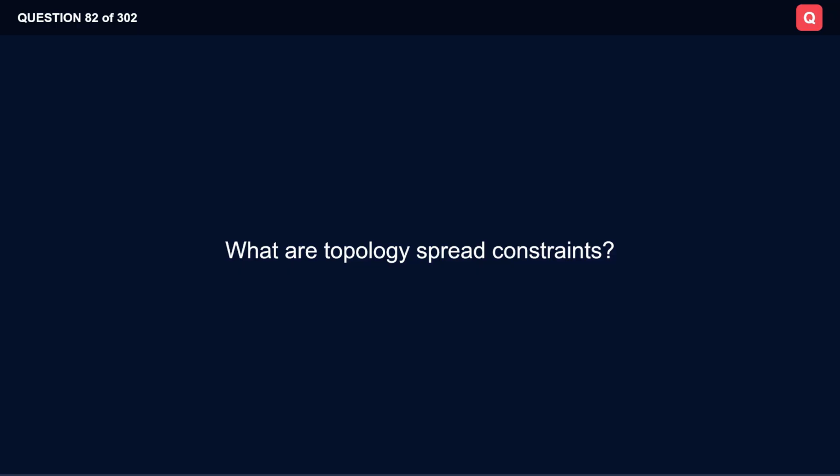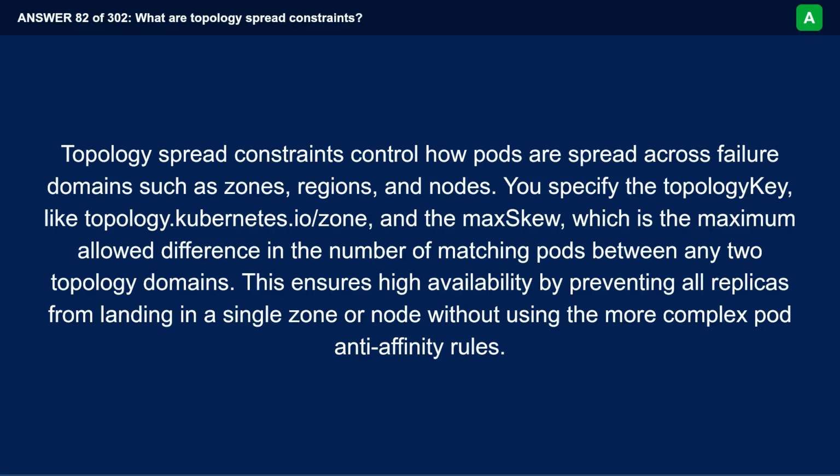What are topology spread constraints? Topology spread constraints control how pods are spread across failure domains, such as zones, regions, and nodes. You specify the topology key, like topology.kubernetes.io/zone, and the max skew, which is the maximum allowed difference in the number of matching pods between any two topology domains. This ensures high availability by preventing all replicas from landing in a single zone or node, without using the more complex pod anti-affinity rules.